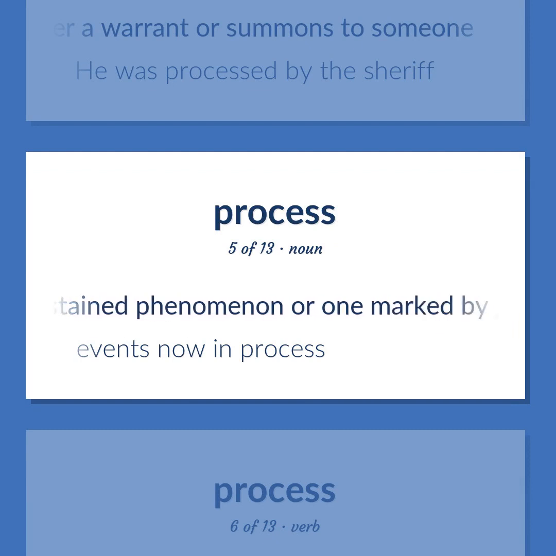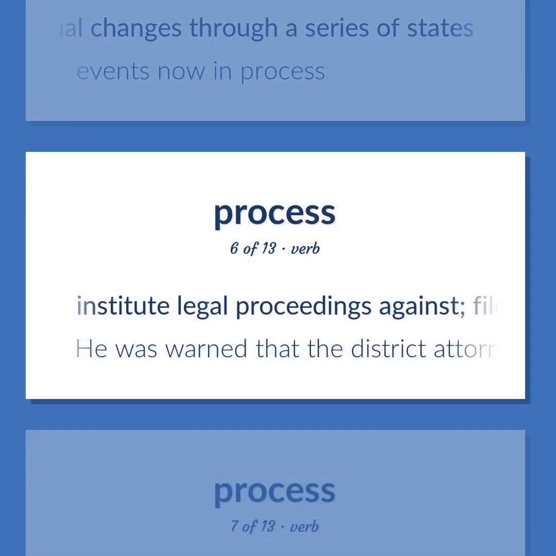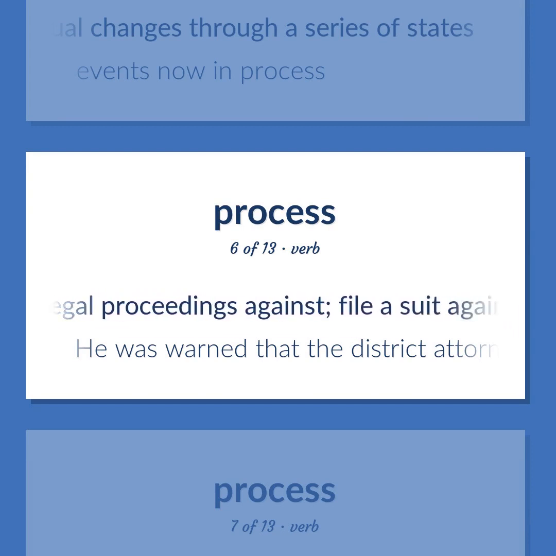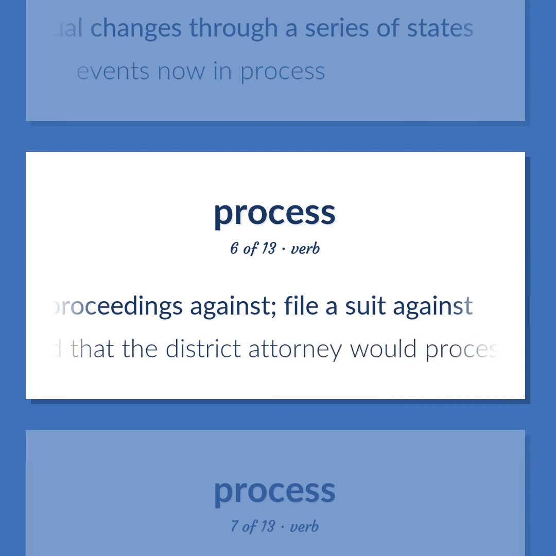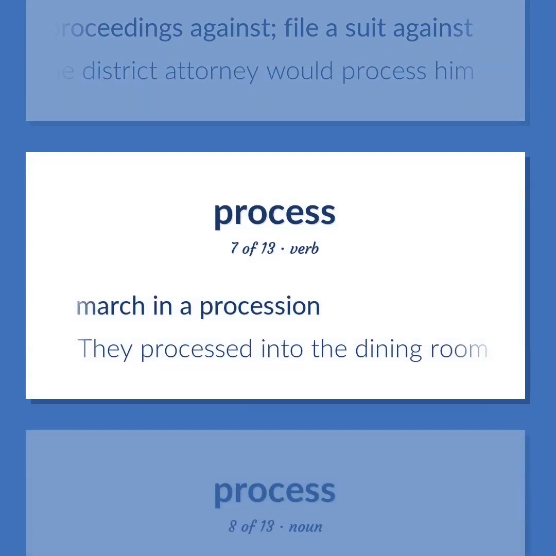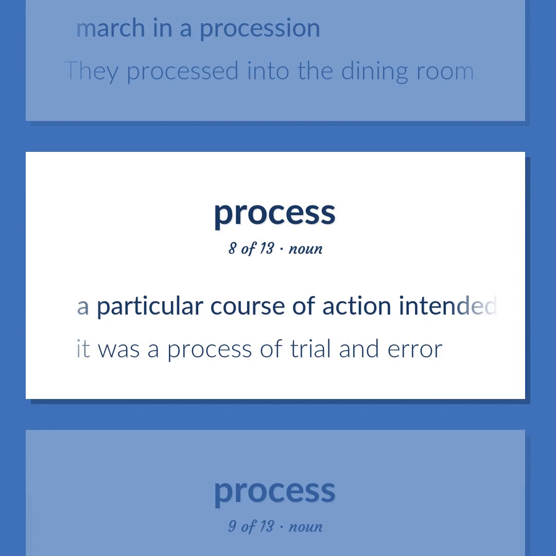A sustained phenomenon or one marked by gradual changes through a series of states. Events now in process. Institute legal proceedings against. File a suit against. He was warned that the district attorney would process him. March in a procession. They processed into the dining room. A particular course of action intended to achieve a result. It was a process of trial and error.